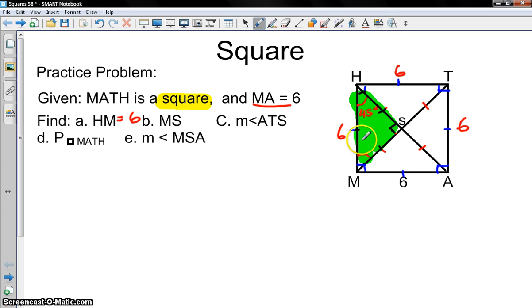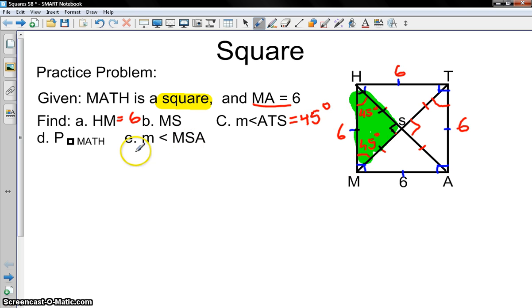Okay, how do I know that? If you remember the special right triangles, one of them is the 45, 45, 90, and the 45, 45, 90 is a right isosceles triangle. So if I look here, it says measure of angle ATS, which is this right here. Well, guess what? This is 90 and it's an isosceles triangle, so this has to be 45 degrees.